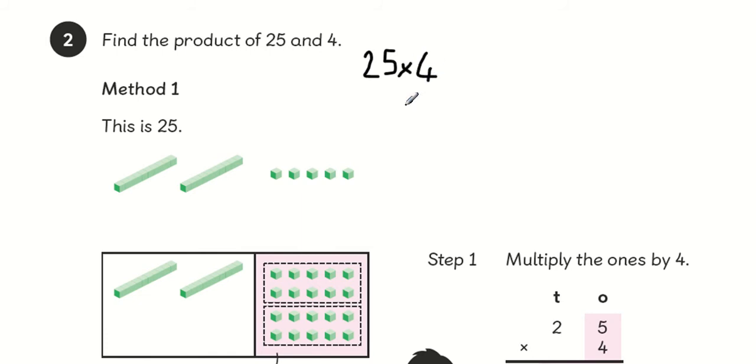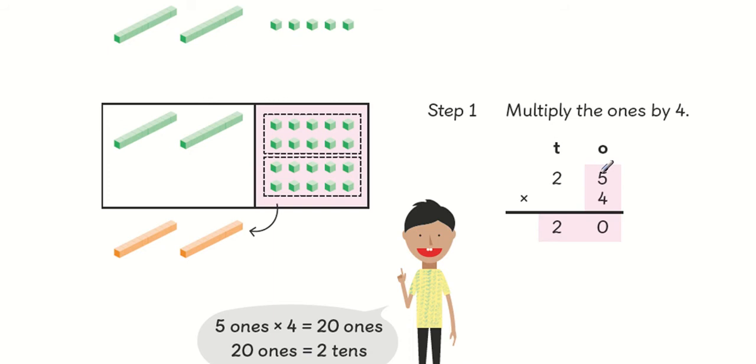Let's look at the method then. Step 1, multiply the ones by 4. They've helpfully put it into the column for us. So we've done 4 times 5 and we know that that is 20. Okay, so looking at the diagram here, we have got 20 ones which can be exchanged or regrouped for 2 tens. 20 ones becomes 2 tens.